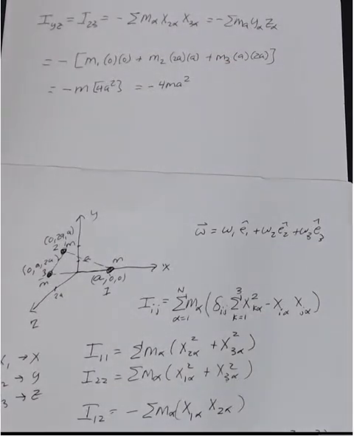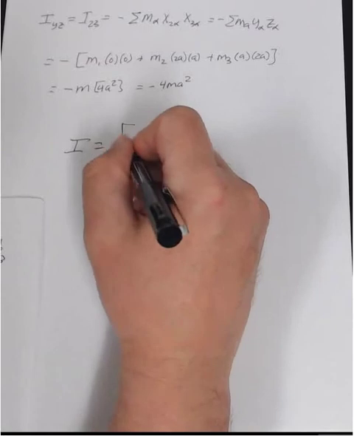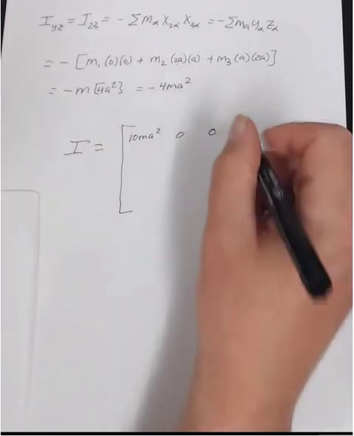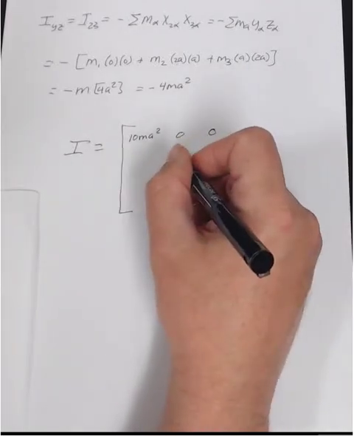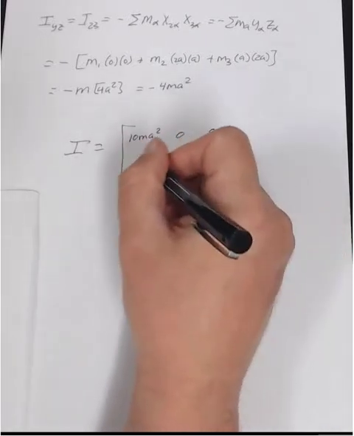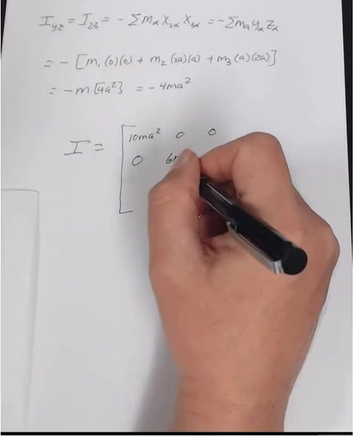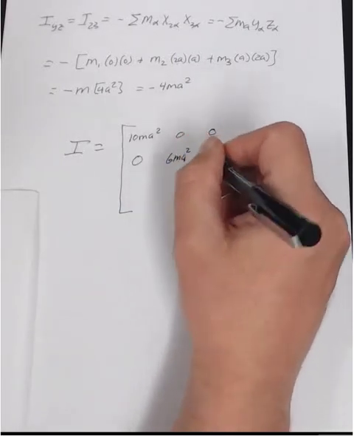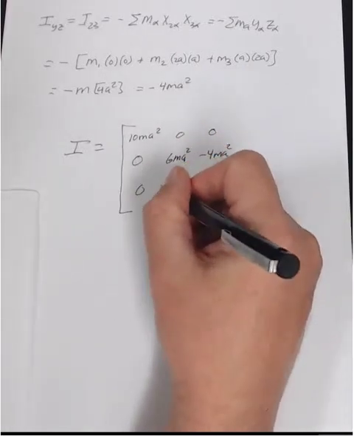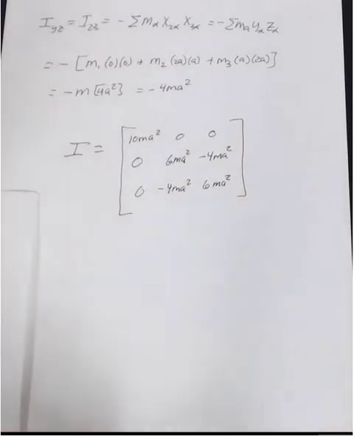And we could go on, but to save time, I'm just going to write the final result. So I is going to equal, we found I11 was 10ma squared. It turns out I12 is 0, I13 is 0. I22 was 6ma squared. It turns out I21 is 0. We found I23 to be negative 4ma squared. And then to fill in the rest, we're going to have 0, negative 4ma squared, and 6ma squared. So that's our moment of inertia.